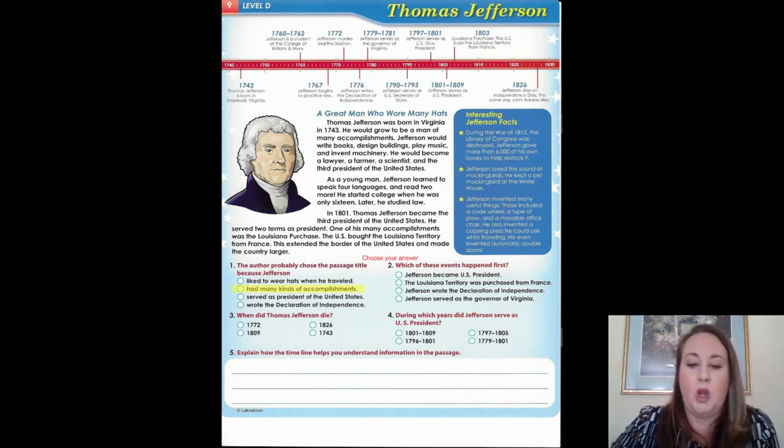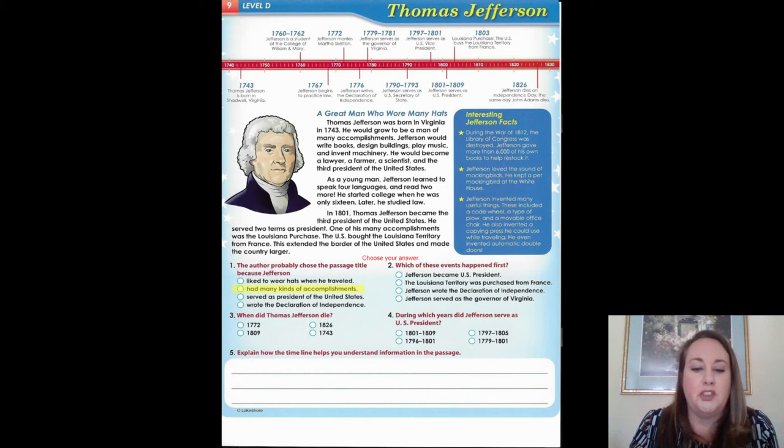Then I have Jefferson wrote the Declaration of Independence. All right, so I need to go back up to my timeline because I don't see it in the passage. So it's got to be somewhere in there. And I go and I see that in 1776 is when that happened. So then I would write out to the side 1776.